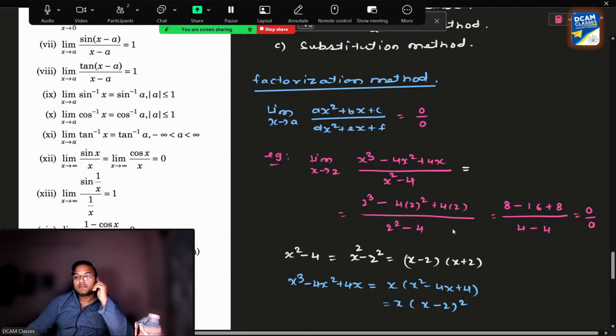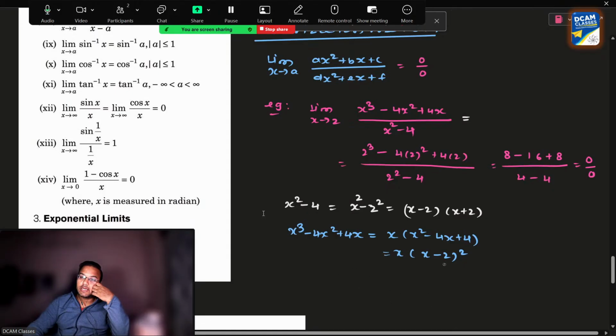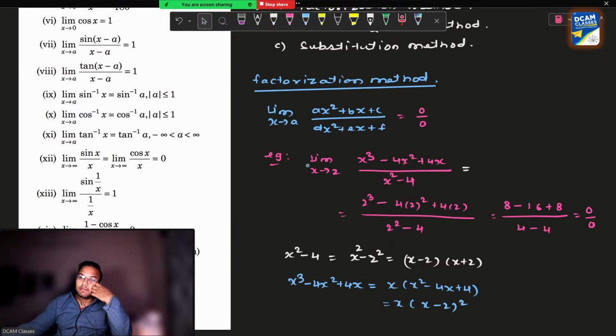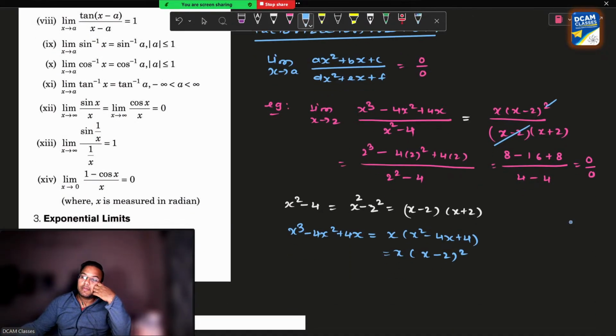See, now why does this help? You have created factors for the question. Now in the method, you can cancel out the common factors: x into x minus 2 whole square divided by x minus 2 into x plus 2. So you can cancel out the common factor. This and this is cancelled. Now our limit will become limit x tending to 2 of x into x minus 2 divided by x plus 2.